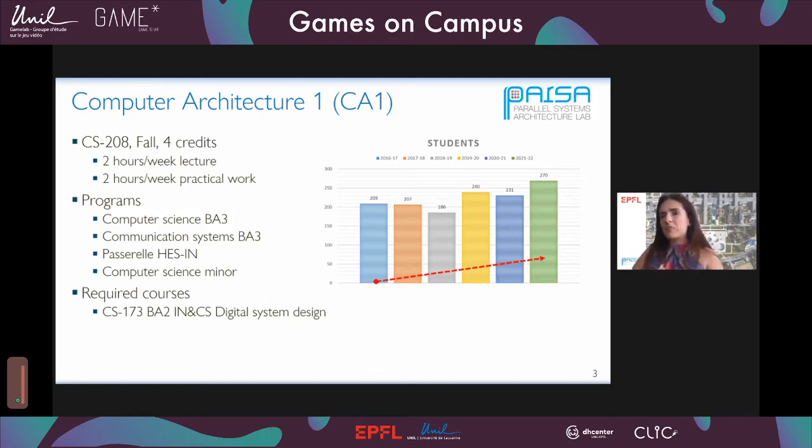I'm showing here some data about the number of students that I have in the class. I started teaching it in 2016. Initially, there were about 210 people, with a little drop in 2018. But since then, I'm seeing a larger number of students, and I can predict even the highest number expected next semester, around 270 students in the class.